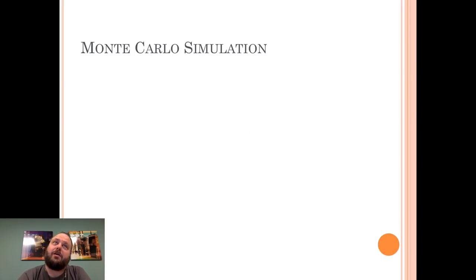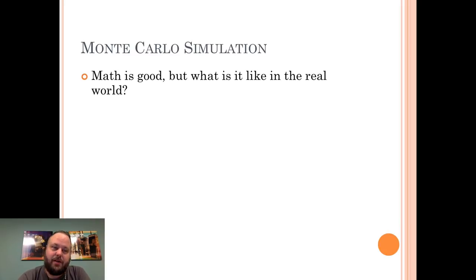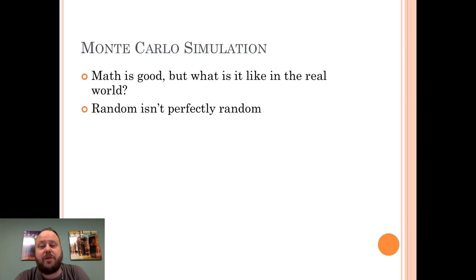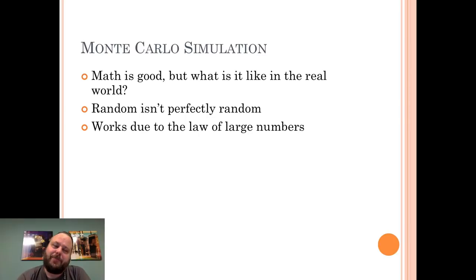Next thing I'm going to do is the Monte Carlo simulation. With the Monte Carlo simulation, we actually have the ability to test stuff. So math is good, we can work it out, but we really want to see how it works in the real world, don't we? And because we know random isn't perfect, we want to test this. This whole simulation works due to the law of large numbers. So doing something a whole bunch of times allows you to find out how often stuff happens.